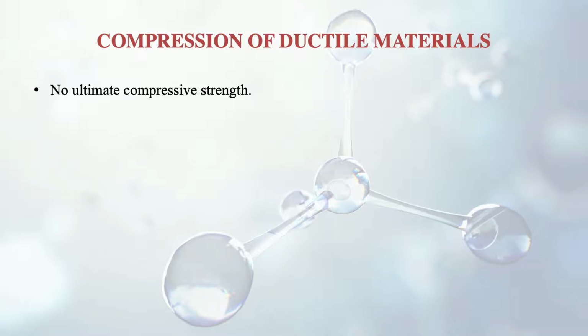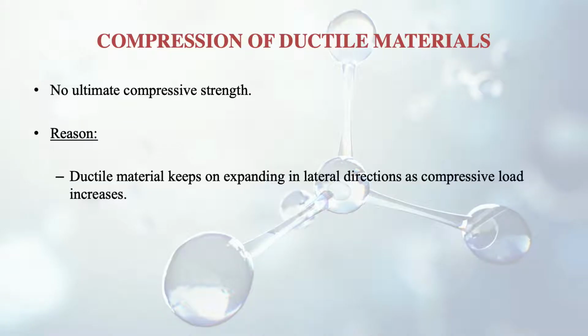In this case, as compared to the tension test, we see that there is no ultimate compressive strength. In the tension case there was an ultimate strength, but when we are doing the compression test, there is no ultimate compressive strength. What is the reason behind that? The reason is that ductile material keeps on expanding in lateral directions as the compressive load increases.